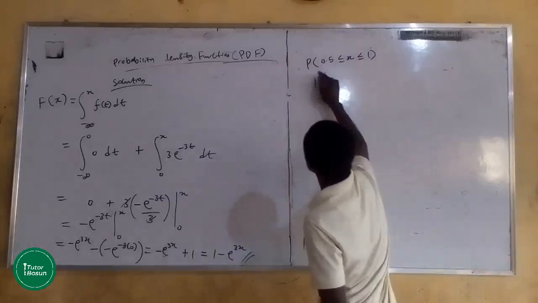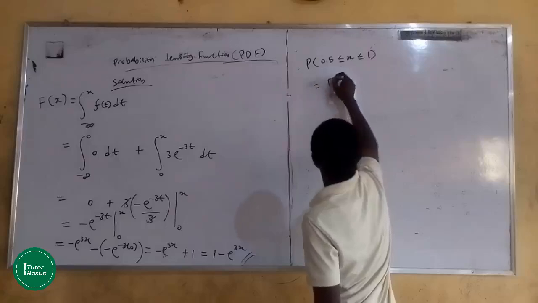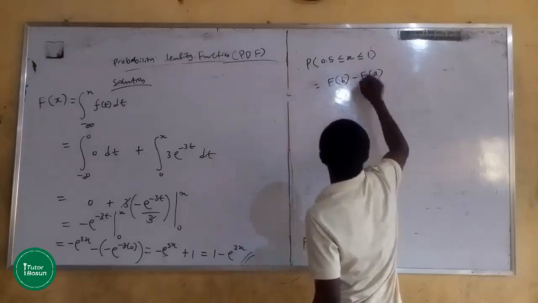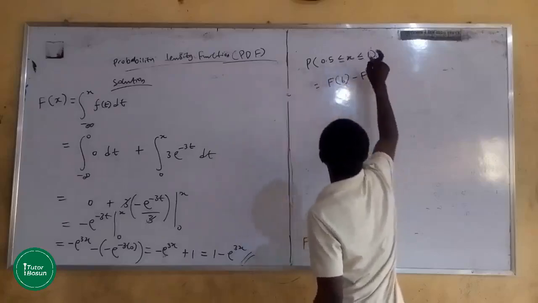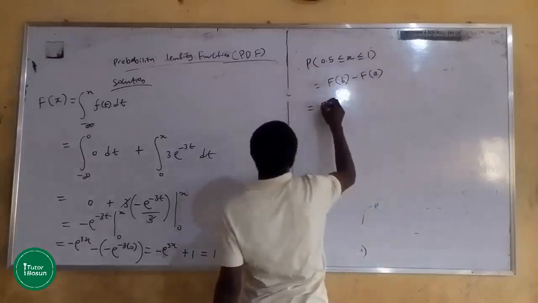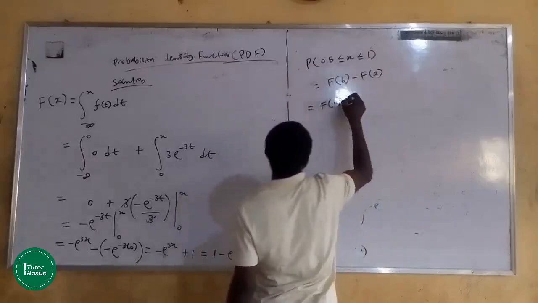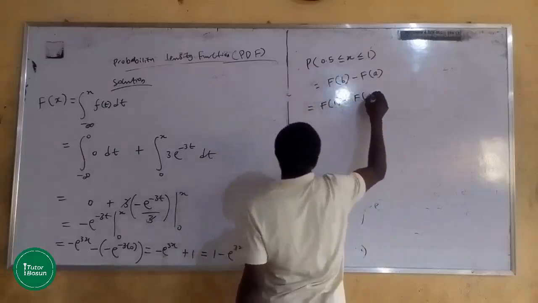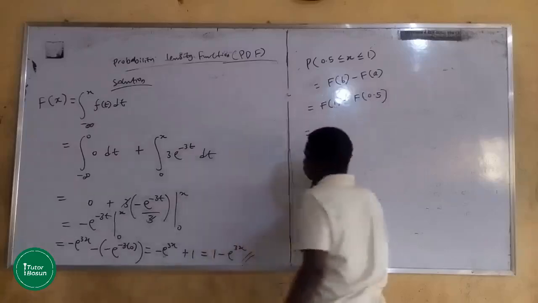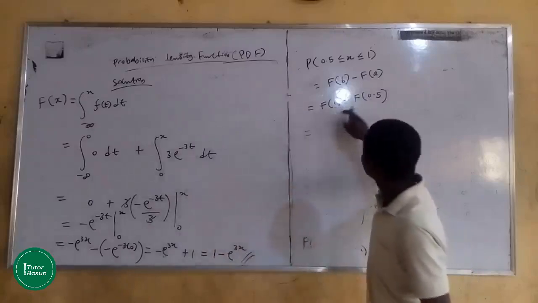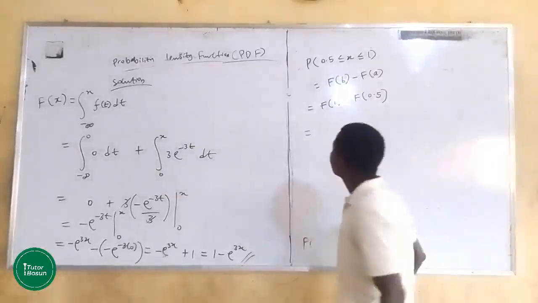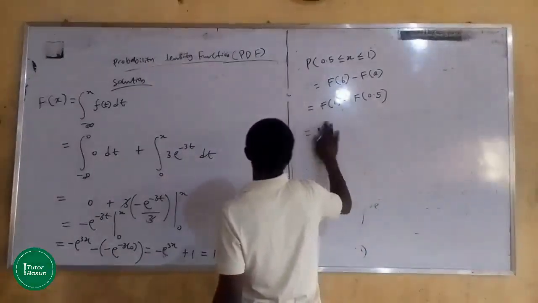And that automatically gives us what? F of b minus f of a. And in this situation, your b is what? Your b is 1 and your a is what? 0.5. So that automatically means f of 1 minus f of 0.5. What does this mean? You simply input 1 and 0.5 into your formula of cumulative function.